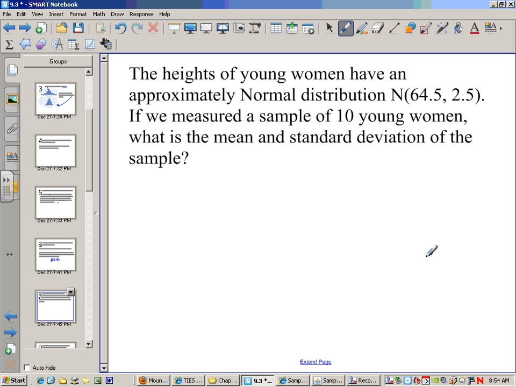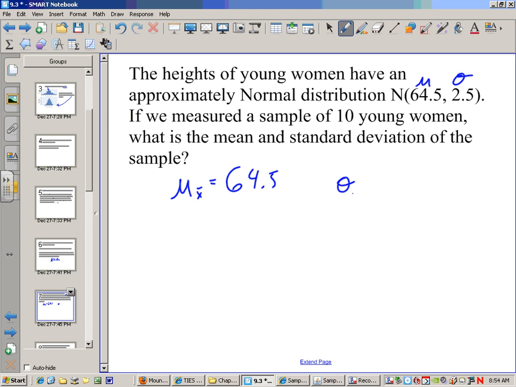So let's do a problem. The heights of young women have an approximately normal distribution, where the mean is 64.5 and the standard deviation is 2.5. If we measure a sample of 10 young women, what is the mean and standard deviation of that sample? Well, the mean of x bar is just going to be our mu, which is 64.5.